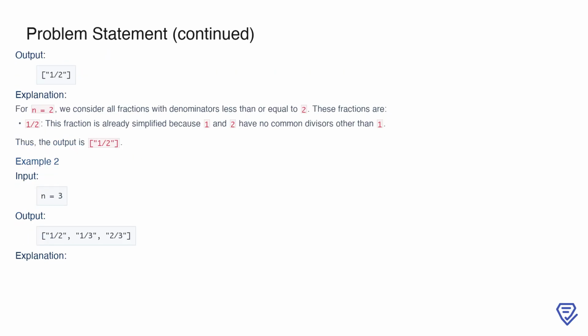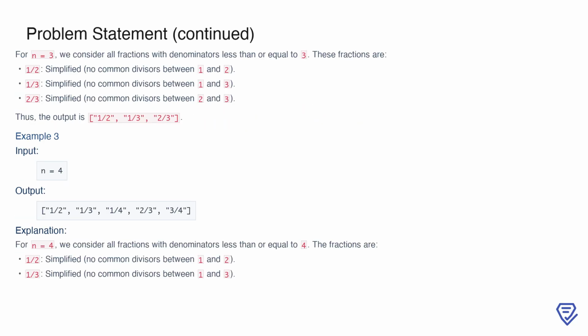If n is equal to 2, we need to consider all fractions with denominators of 2 or less. These fractions include 1/2. This is already simplified because the only common divisor between the numerator, 1, and the denominator, 2, is 1. Since there are no other valid fractions in this case, the output is simply 1/2.